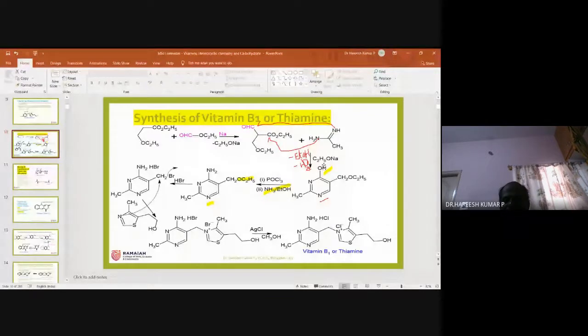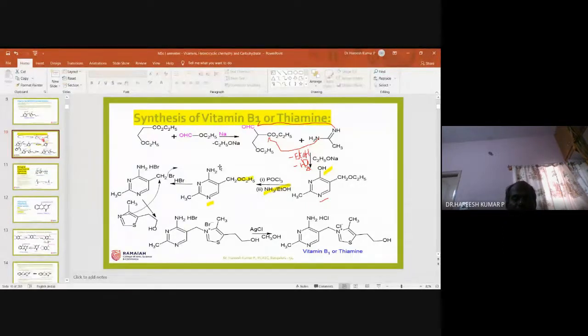Once the chlorine is obtained, when it is treated with ammonia, ammonia replaces the chlorine with an NH2 group. So that is the reason NH2 is obtained. The first step is chlorination. The second step is a nucleophilic substitution reaction, replacement of chlorine with NH2. So that is how NH2 is obtained.